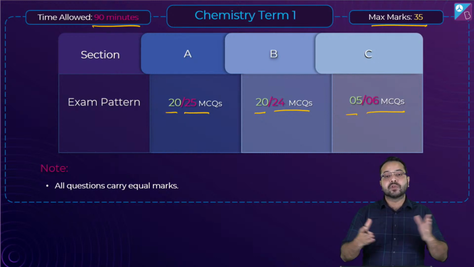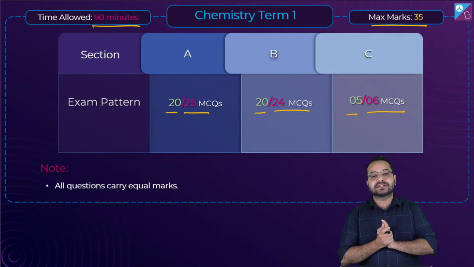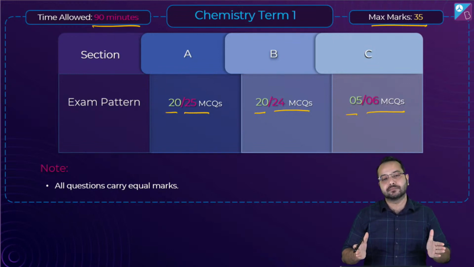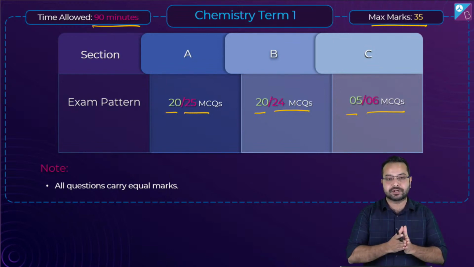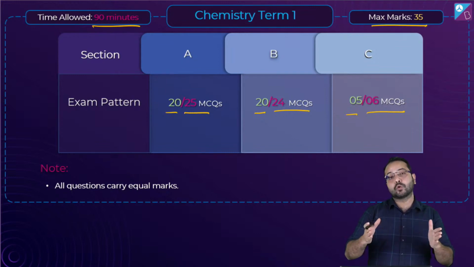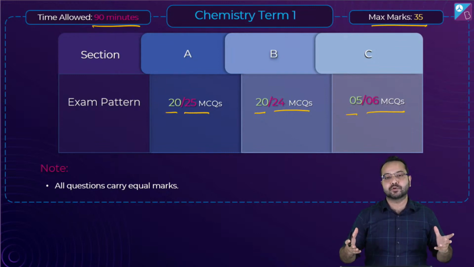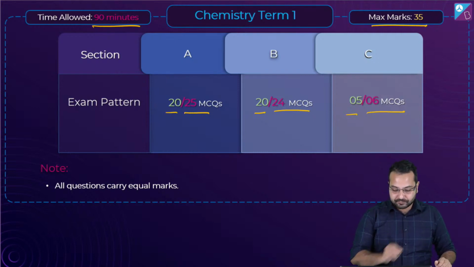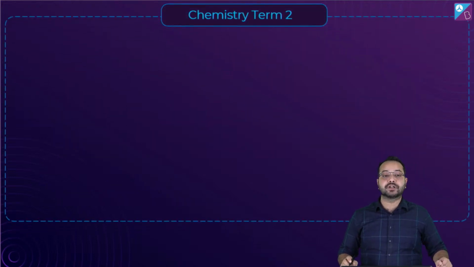Okay, Priyanshu is asking why the Term 1 discussion. The Term 1 discussion is there to give you a comparison between Term 1 and Term 2, so that we are absolutely clear about it. Okay, we don't want to get confused between Term 1 and Term 2. That's why we're discussing it again, to give you a clear comparison. Alright, now chemistry Term 2.